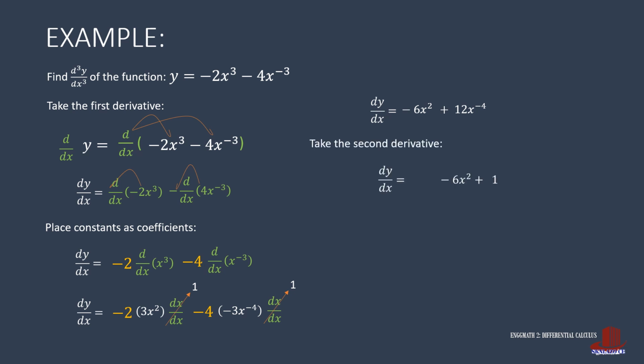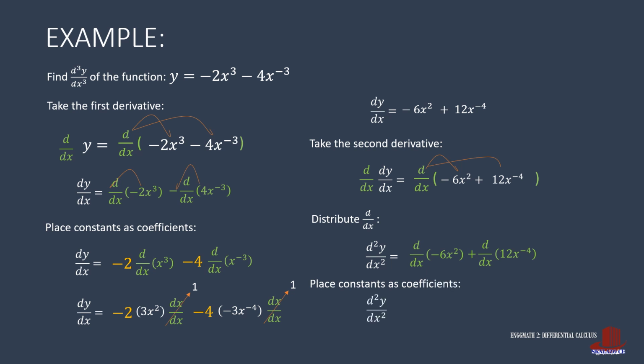So from the current derivative, differentiate it once more, and then distribute d over dx among the terms. The second derivative of y with respect to x then becomes the derivative of negative 6x squared plus the derivative of 12x raised to negative 4. With the usual process, set aside constants and have y double prime as negative 6 with d over dx of x squared, and also 12 with the derivative of x raised to negative 4.